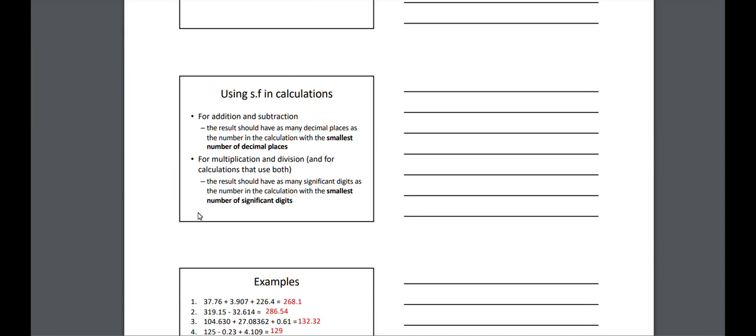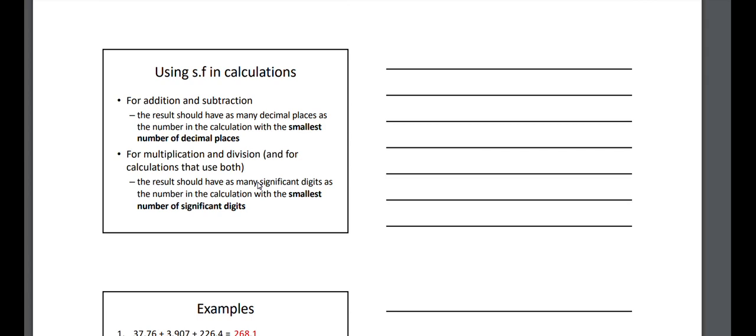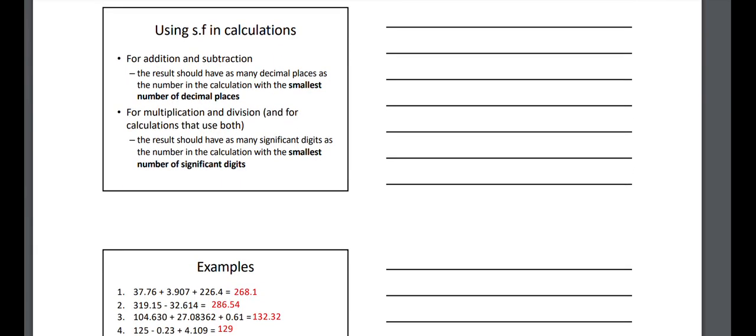All right, let's use significant figures in calculations. So we have two sets of rules: one for addition and subtraction, and another for multiplication and division. For addition and subtraction, your answer should have as many decimal places as the number in the calculation with the smallest number of decimal places. And I want you to pay attention to this keyword, smallest number of decimal places. That's for addition and subtraction.